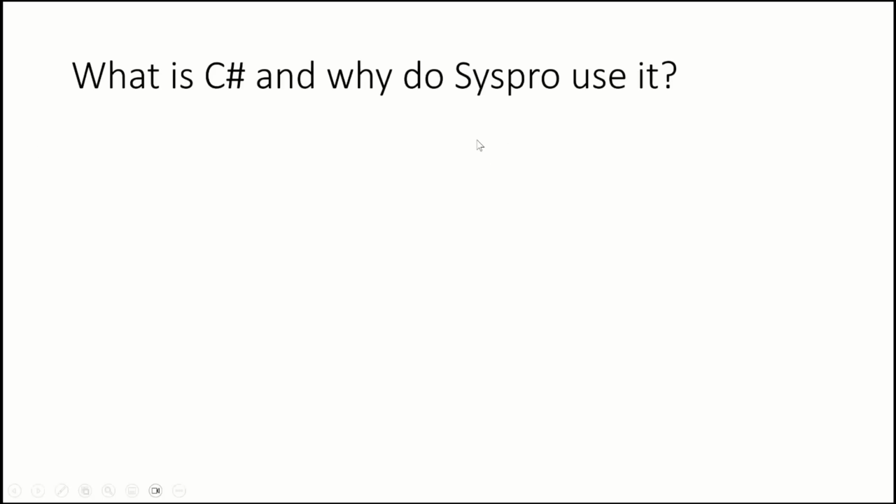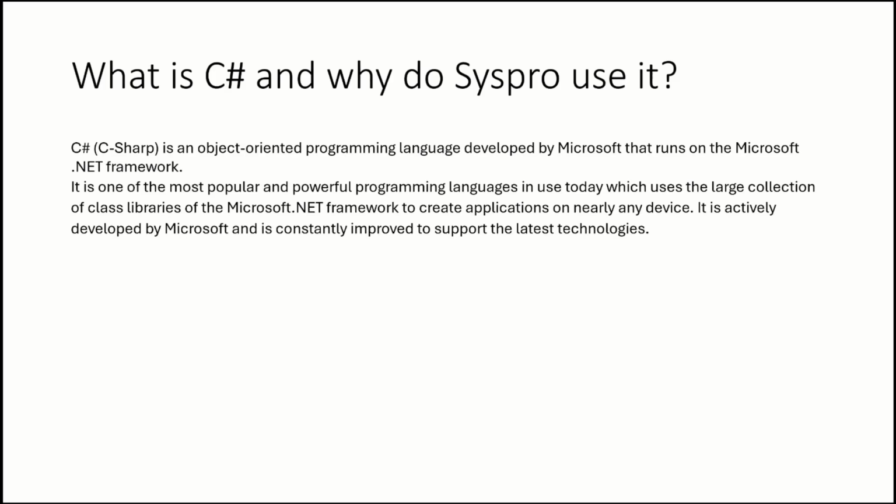So first of all, what is C# and why does Syspro use it? Well, C# is known as an object-oriented language. It's developed by Microsoft, and it runs in something called the .NET framework. It is one of the most powerful and popular programming languages today, and is responsible probably for huge libraries of the Microsoft operating system. The key thing here is it is being actively developed by Microsoft and is constantly being improved. So it is actually one of the latest technologies.